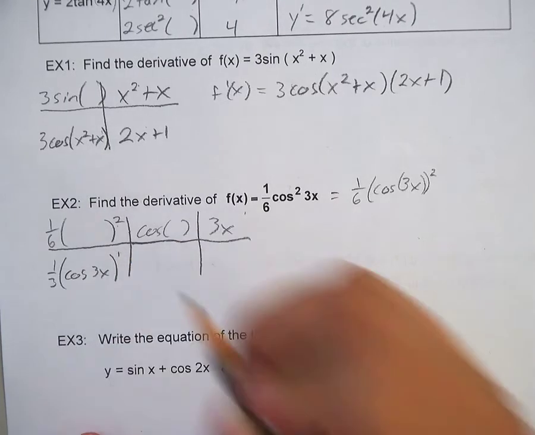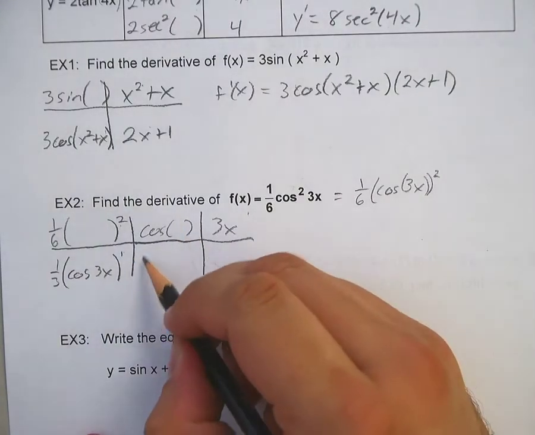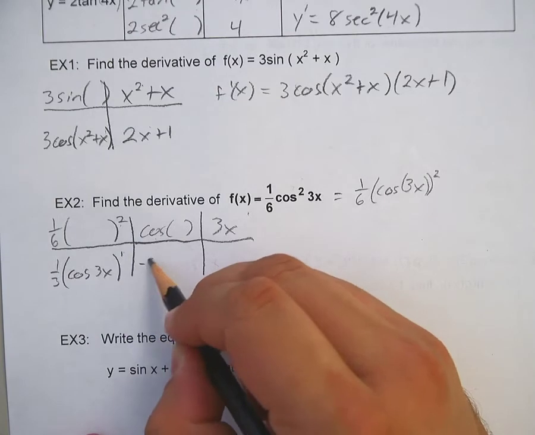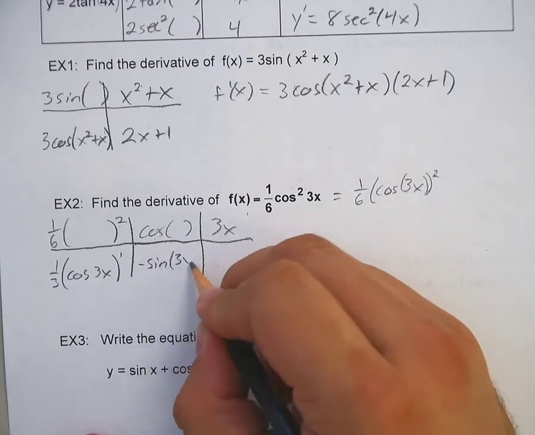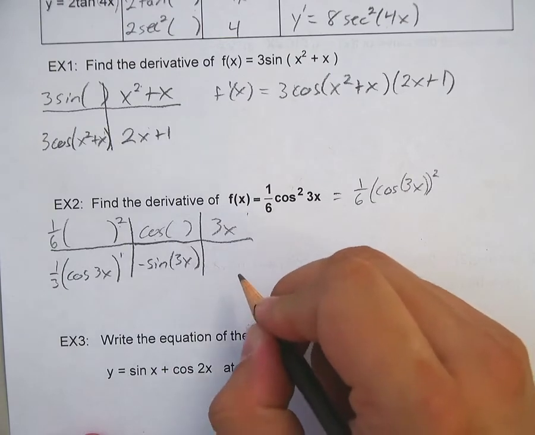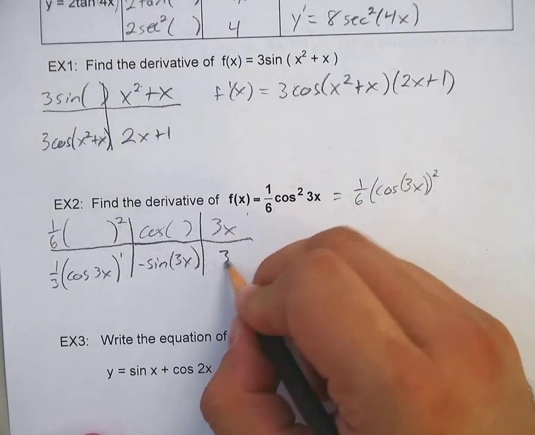And that's power of 1 now, times the derivative of cosine, which is negative sine. The peanut stays the same because we're working on chocolate now. Then we crunch through to the peanut. Derivative of 3x is 3.